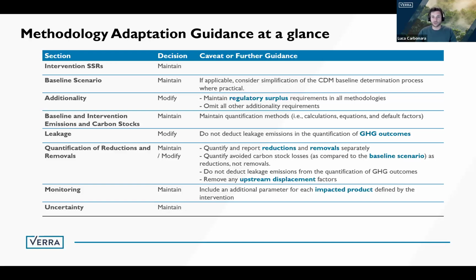As only the regulatory surplus is a requirement that has been kept and is going to be kept in all methodologies, while all other additionality requirements have been omitted. Another important one relates to leakage. Here, the idea is to keep it as a separate quantification in order to offer flexibility for the company when they integrate into their emission report. So leakage won't be deducted while quantifying any GHG outcomes.